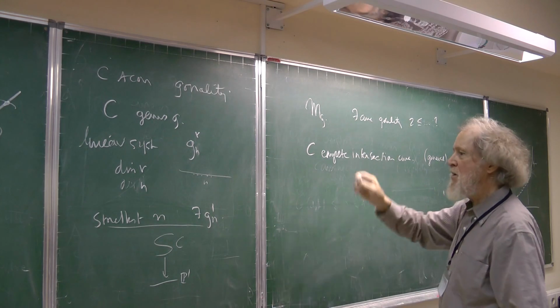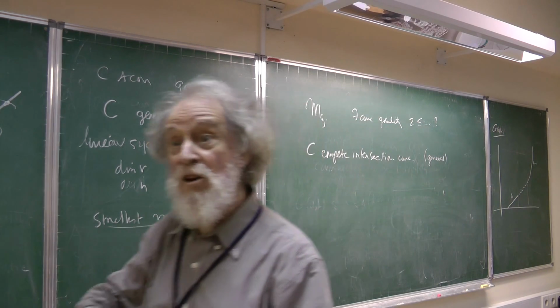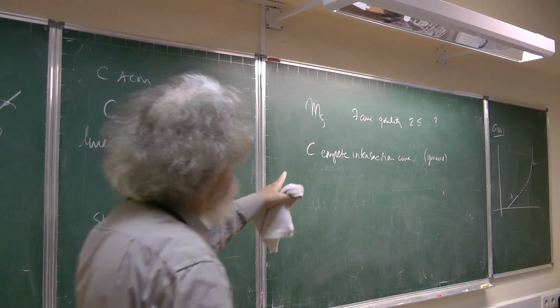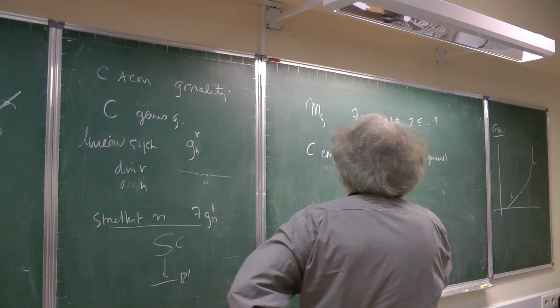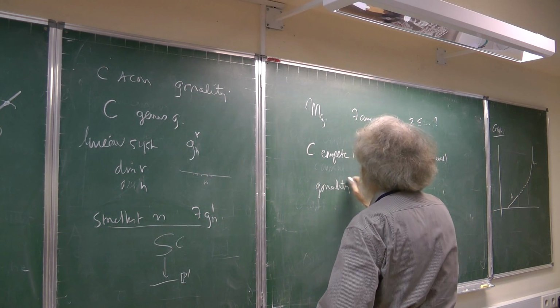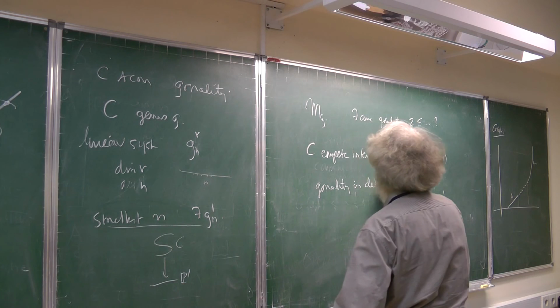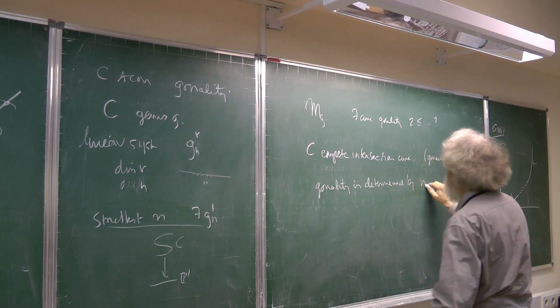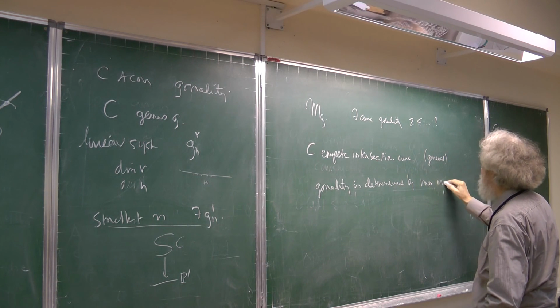See, the gonality, in a smooth family, changes. It goes back and forth. So you ask, if you take a general one, what's the gonality in that case? And they showed in that case the gonality is determined by the maximum multisecant.